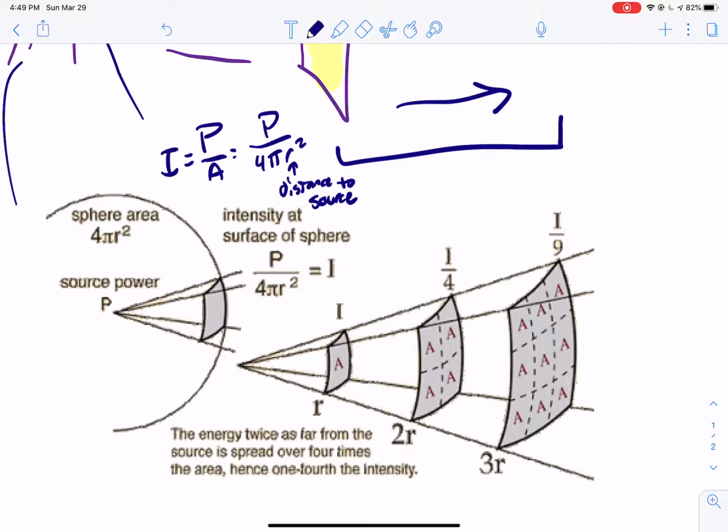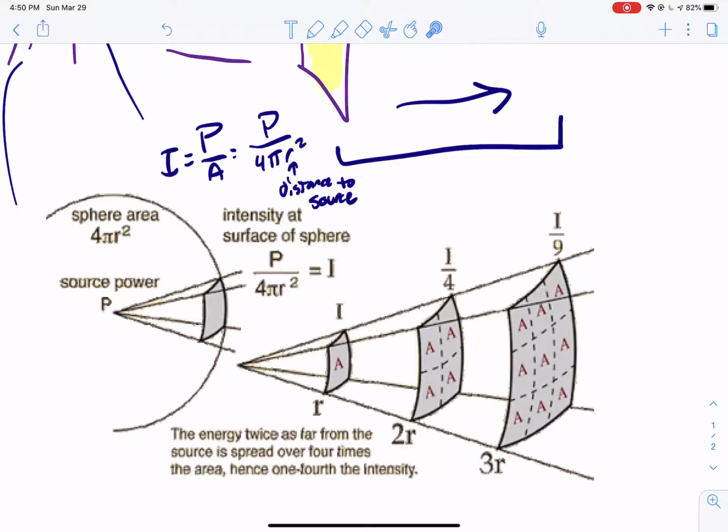P over 4 pi r squared. And you can see here, if I double the distance between the source and my measurement spot, if you double that r value, your intensity will go down by a factor of 4, or be multiplied by 1 over 4, because it is squared in the denominator. This is why they call it the inverse square law.